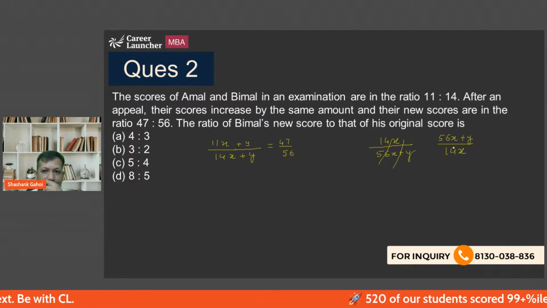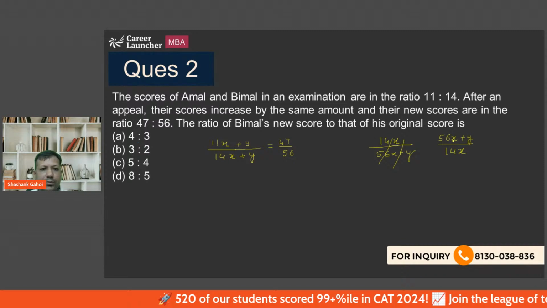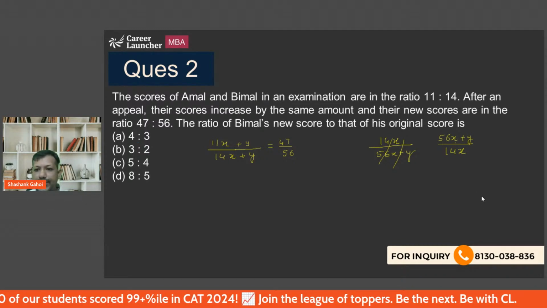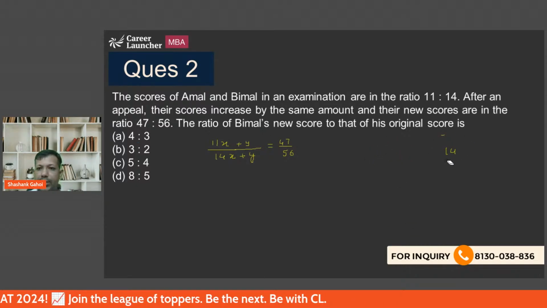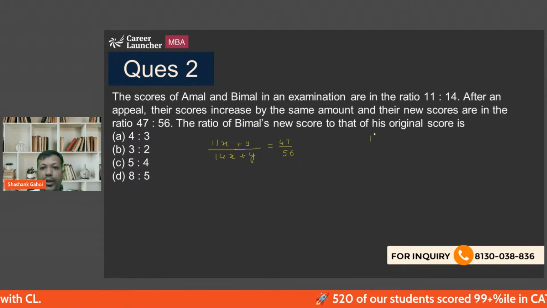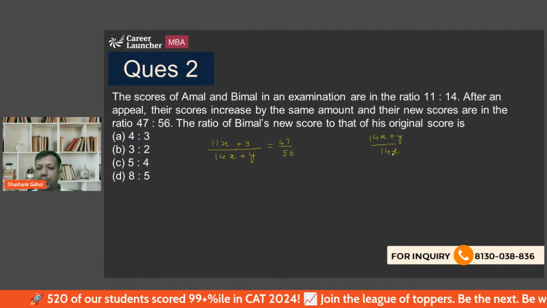Okay, and that's what the question is saying, right? Oh, no, sorry. I made too many errors in writing this. This is not like this. Okay, so what is Bimal's new score? That's going to be 14x plus y. And what's his original score? That is 14x. So my job is to figure out this.